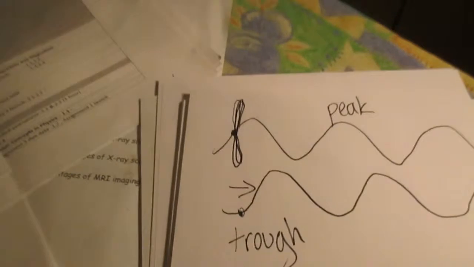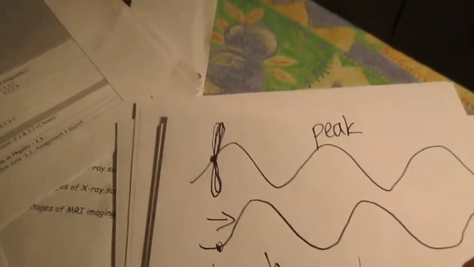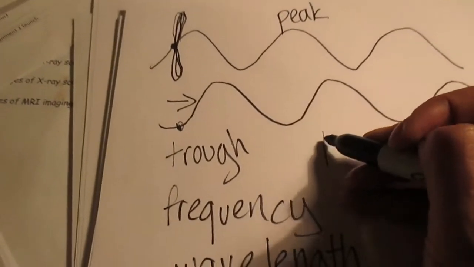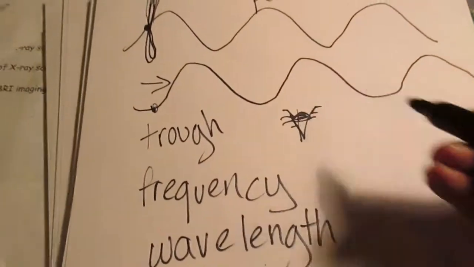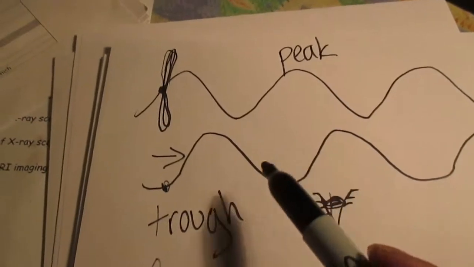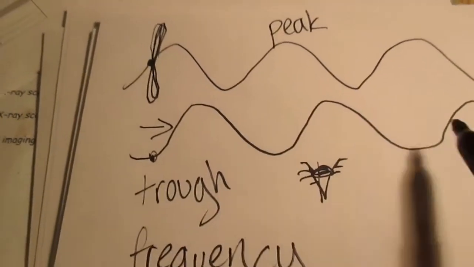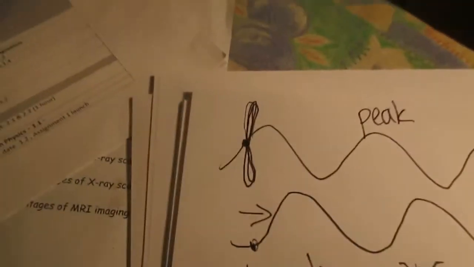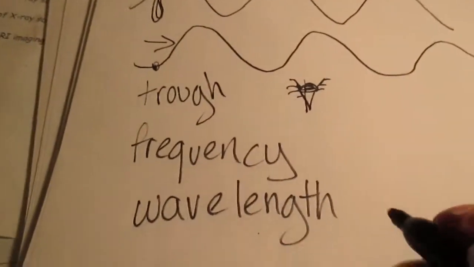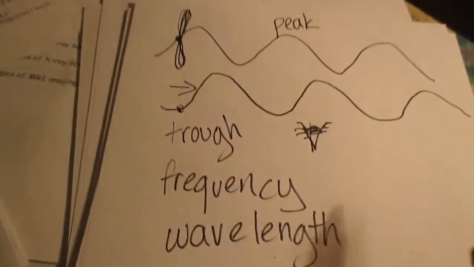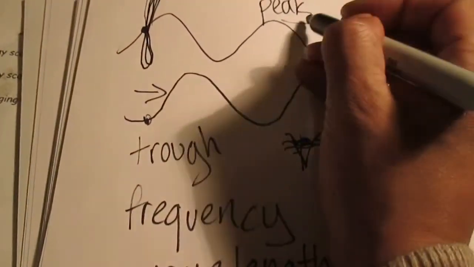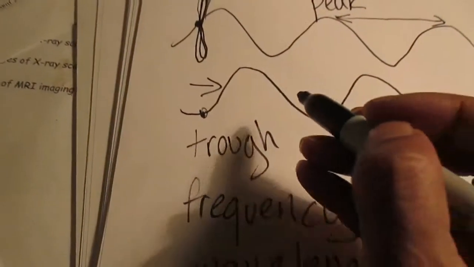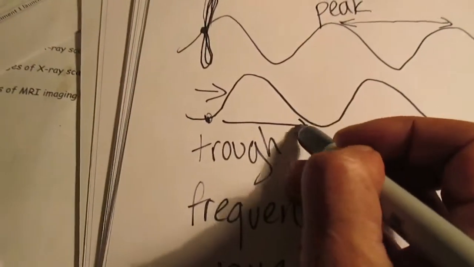Frequency is the number of waves that pass a point. Say I'm looking here. That's my eye looking. How many waves pass my eye, pass a point per second? Wavelength is the distance from peak to peak or from trough to trough.